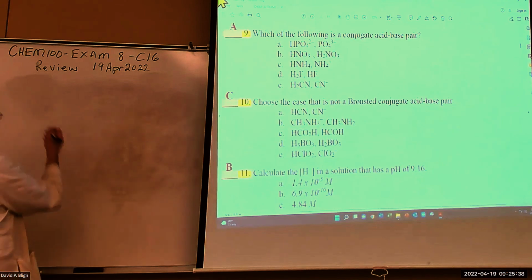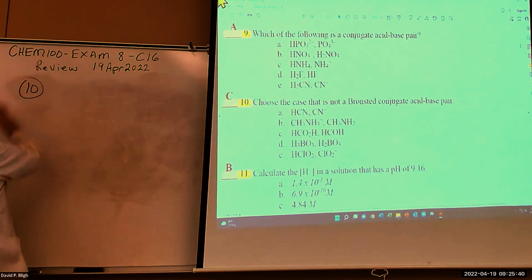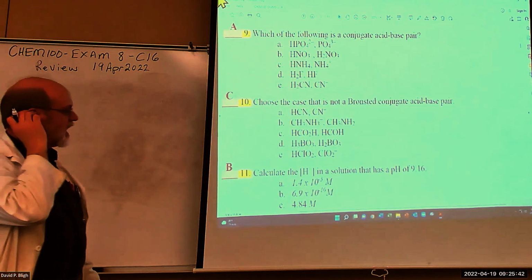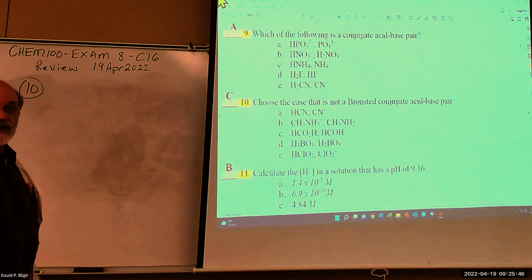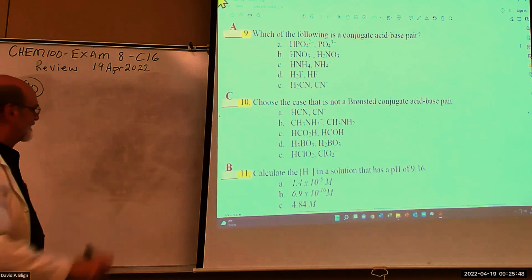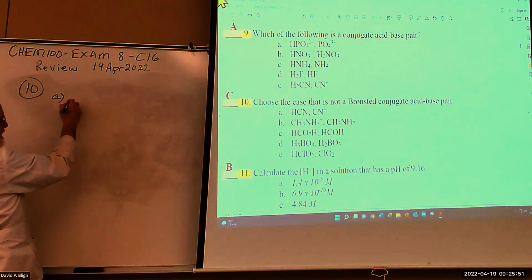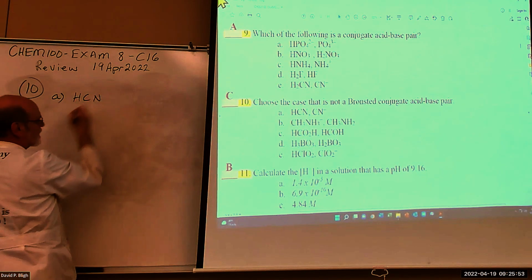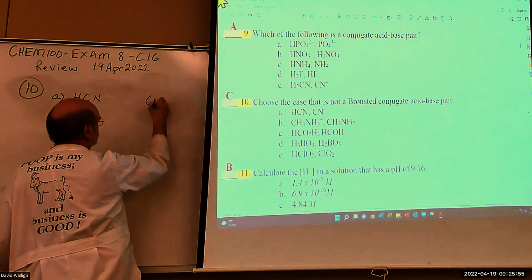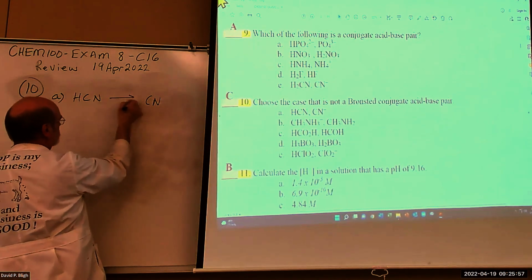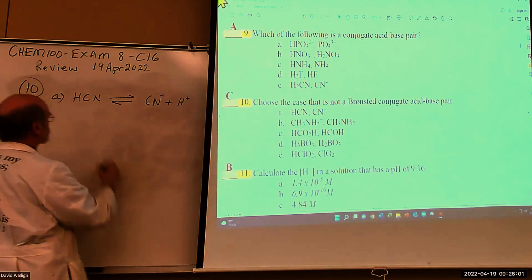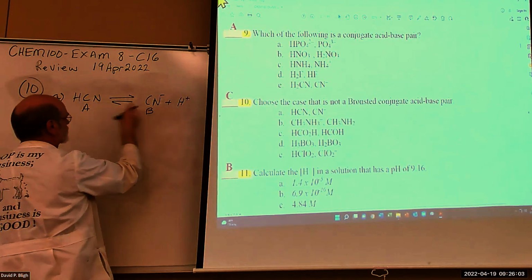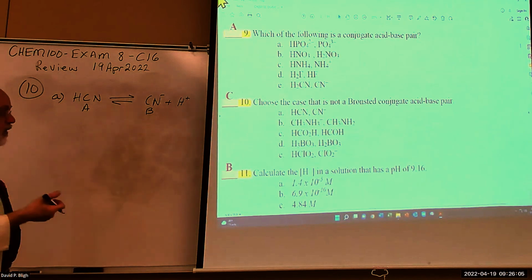How about number 10? Choose the case that is not a Bronsted conjugate acid-base pair. So we got to choose the one that doesn't work. All right. How about this one? HCN and CN minus. That works. That's an acid. That's the base. Okay, so A works.